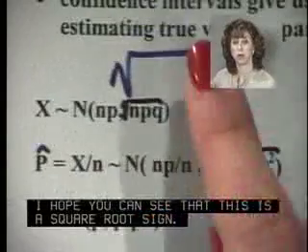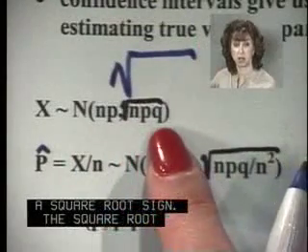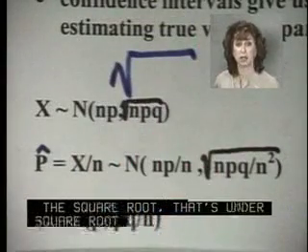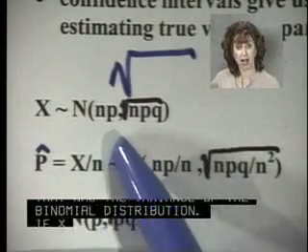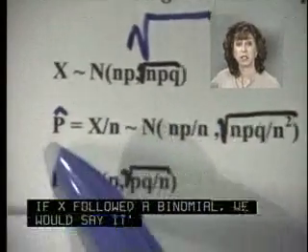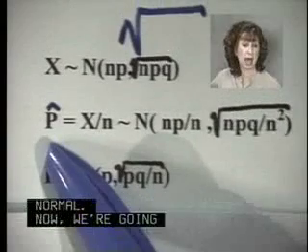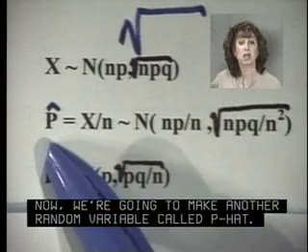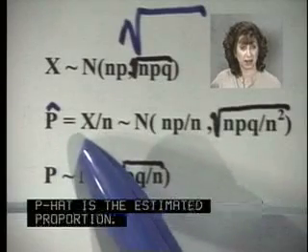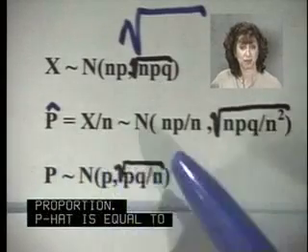The square root of npq was the variance of the binomial distribution. If X followed a binomial, we would say it's approximately normal. Now we're going to make another random variable called p hat. P hat is the estimated proportion. P hat is equal to our random variable X divided by n.